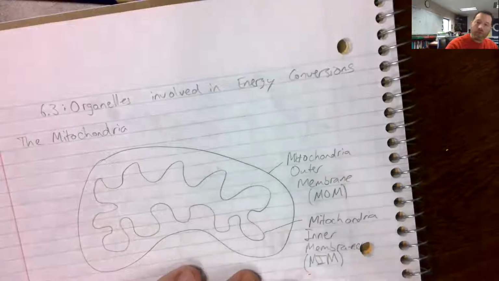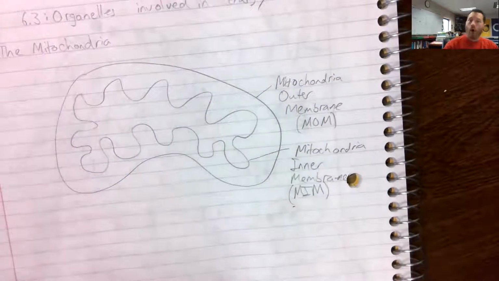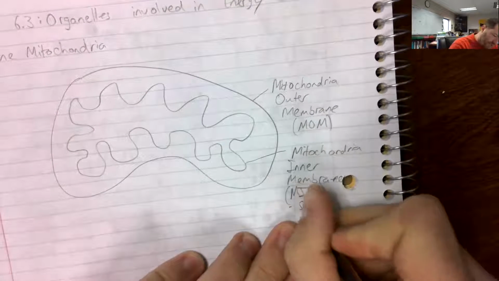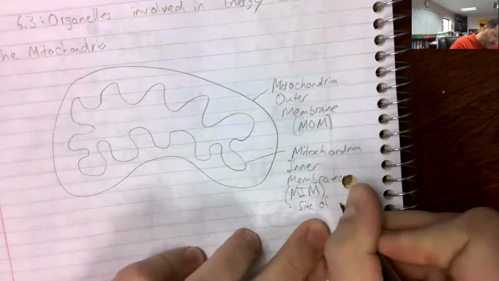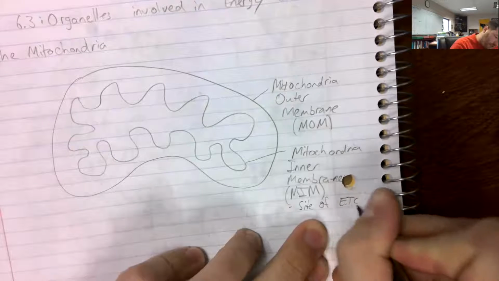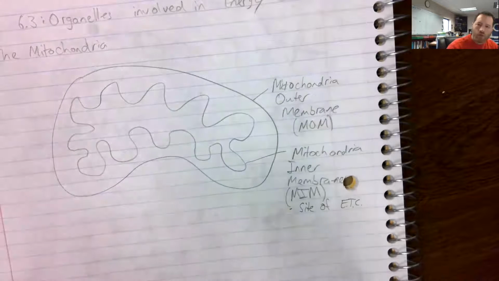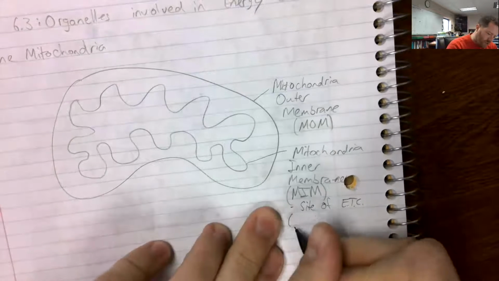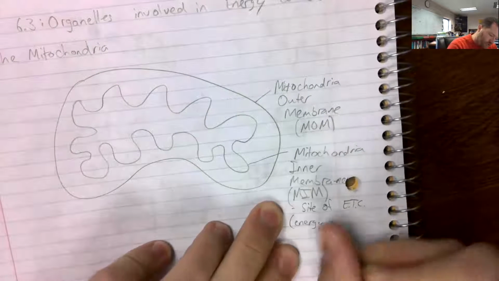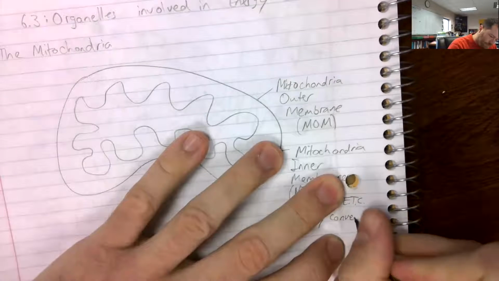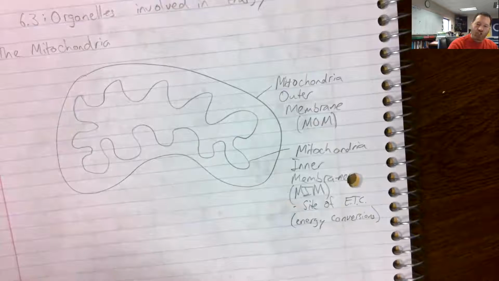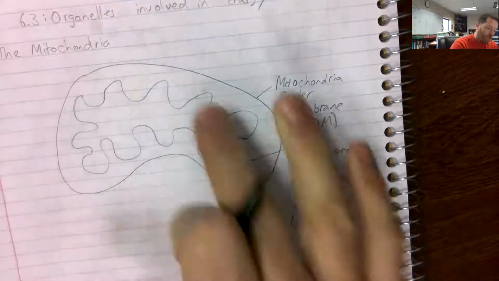Real quick though, both of these are membranes, phospholipid bilayers. There's two of them. Again, remember why we think there's two of them. The inner membrane is the site of the ETC, which you don't have to stress right now. It stands for the electron transport chain. We're going to learn a lot more about that a little bit later. For right now, you just need to know that the ETC is where the energy conversions happen, on the mitochondrial inner membrane.